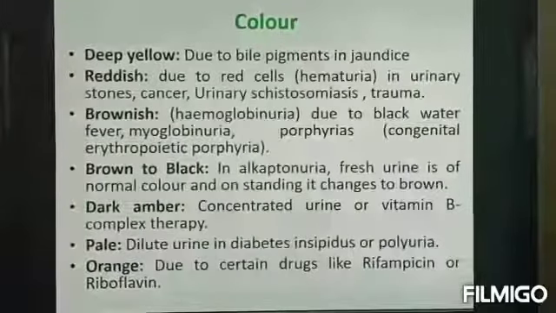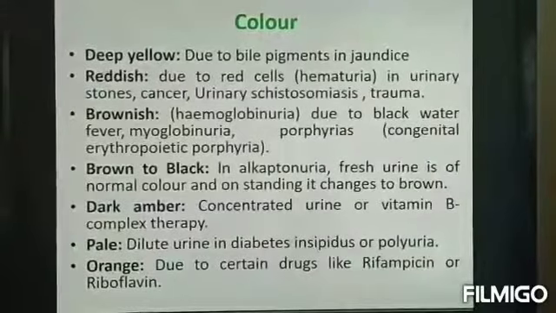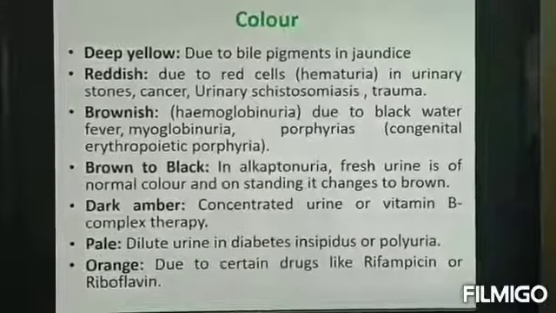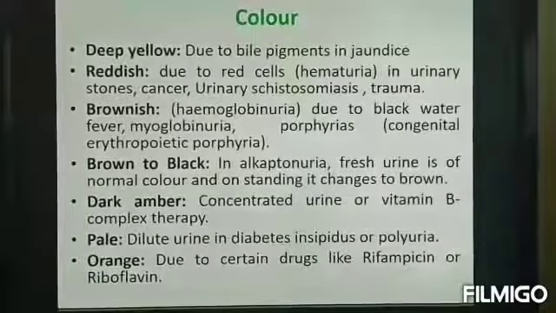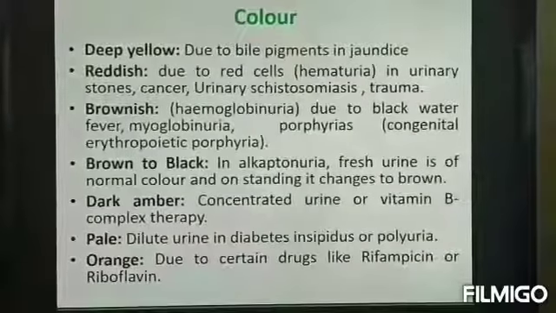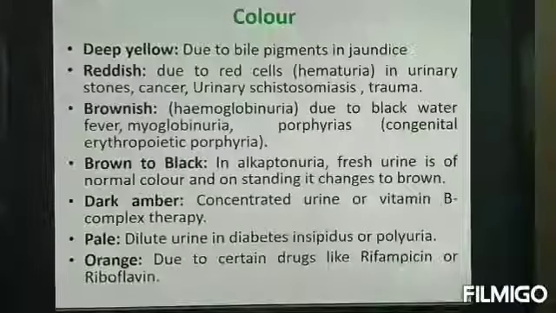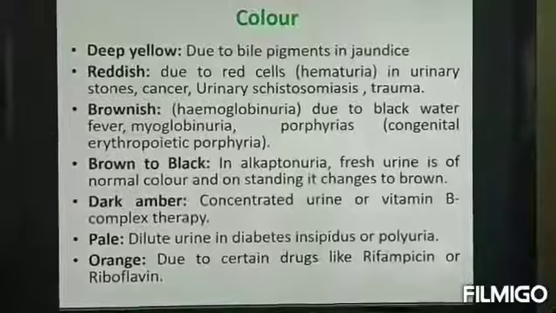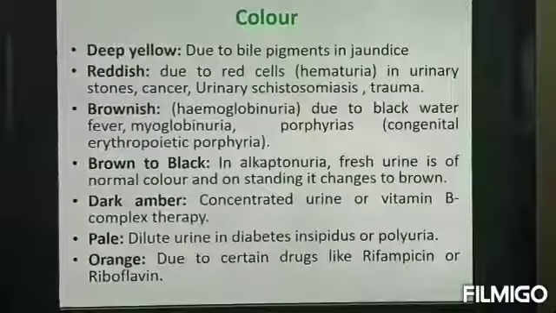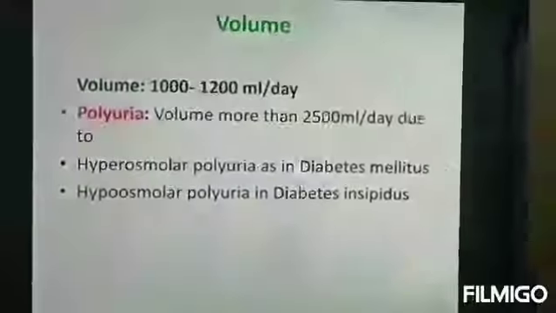Fresh urine sample is normal, but on standing it converts to brown color. Dark amber color urine is found in concentrated urine or vitamin B complex therapy. Pale urine is found in diluted urine, in diabetes insipidus or polyuria patients. Orange color is due to certain drugs like rifampicin and riboflavin.